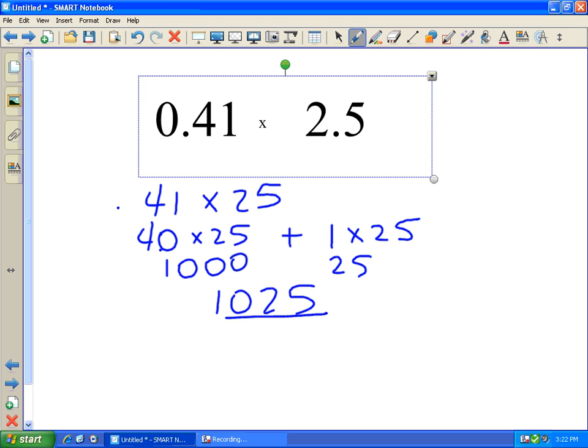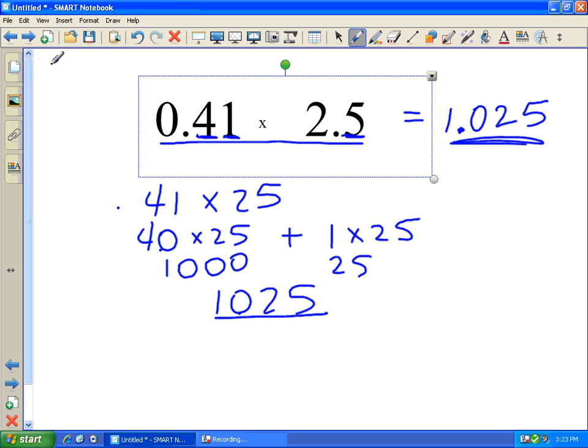Now that I know that number, I know that the answer to this question involves the same digits, but the answer has to involve the same number of decimal places. 10 times smaller, 100 times smaller, 1,000 times smaller. So the final answer is there. Again, a quick check. Does this make reasonable sense? Well, that's less than half of 2.5, and that's less than half of 2.5.